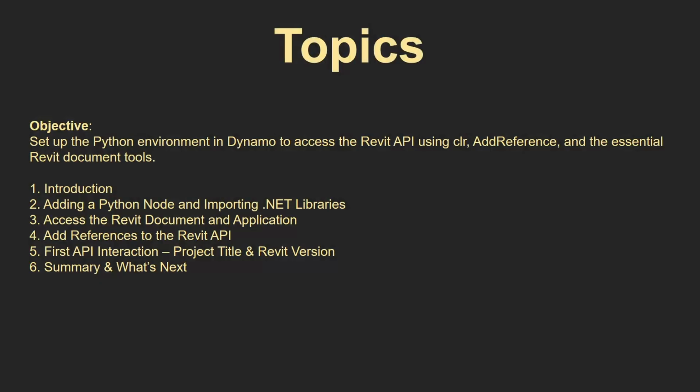In this lesson, we will set up the Python script environment so we can start interacting directly with Revit's API. We will cover how to load .NET assemblies using CLR, bring in the Revit API with AddReference, and access the active Revit document. But before we get started, let me talk a little bit about .NET and CLR.